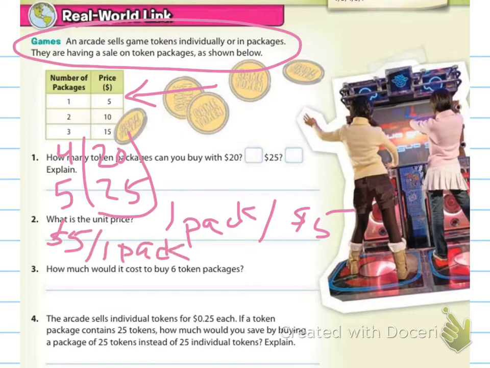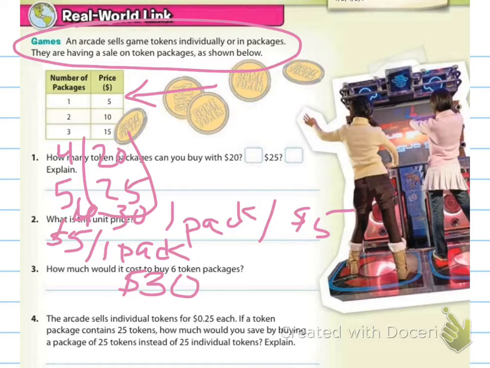Okay. So then it wants us to know how much it would cost to buy 6 token packages. So again, we're just going to expand here and go 6 would be $30. Since it's $5 a pack, 6 of them would be $30. So it would be $30 for 6 packs.